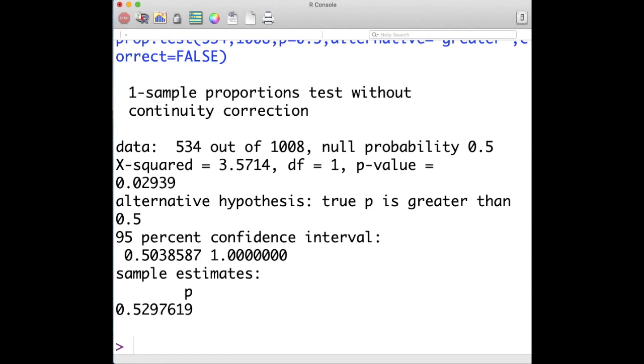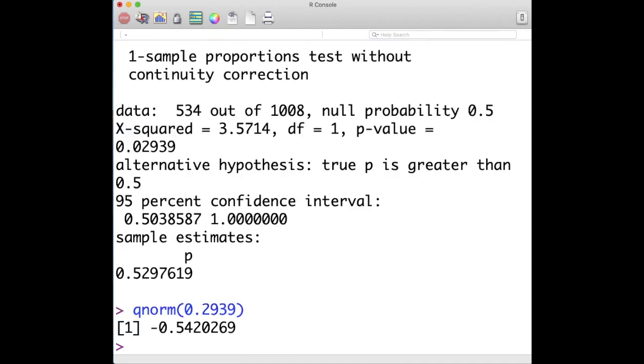Our null probability was 0.5. Our p-value, this might be the easiest way to look at this. I thought that this spit out the test statistic, but it does not seem to do that. Our test statistic we found to be 1.8956. So you could find the test statistic if you want by looking at the qnorm of 0.2939.